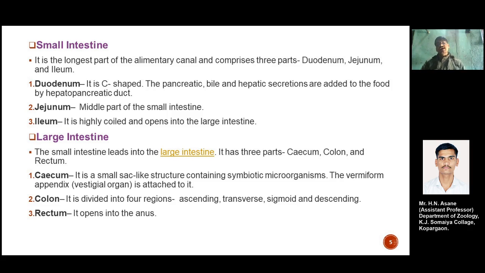So it has three parts. The very first part will be the cecum, then the colon and the rectum. The cecum part is developed in the ruminants, which churn their food, like the cow. Sorry, cat is not a ruminant, the cow family.